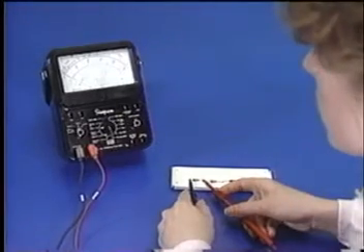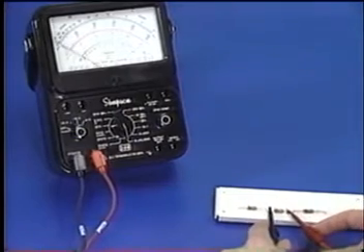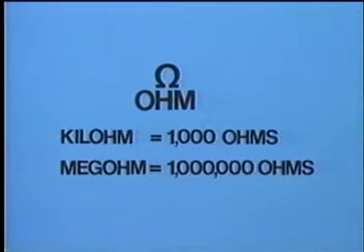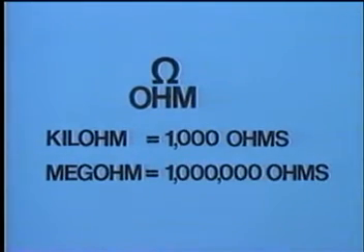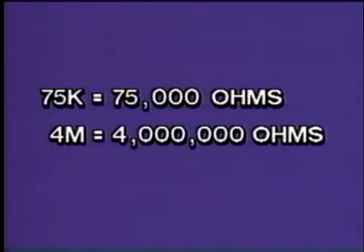In addition to checking for continuity, multimeters can be used to measure resistance. The unit of measure for resistance is the ohm, represented by the Greek letter omega. A kiloohm is equal to 1,000 ohms, and a megohm is equal to 1,000,000 ohms. Therefore, 75 kiloohms, or 75K, equals 75,000 ohms. 4 megohms, or 4M, equals 4,000,000 ohms.